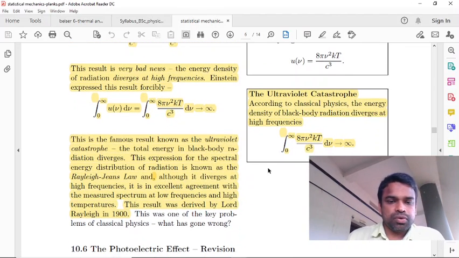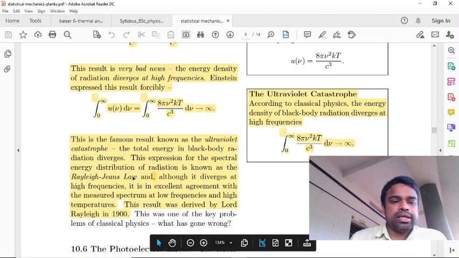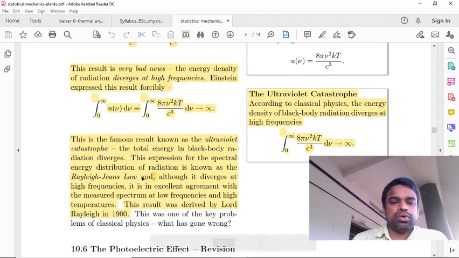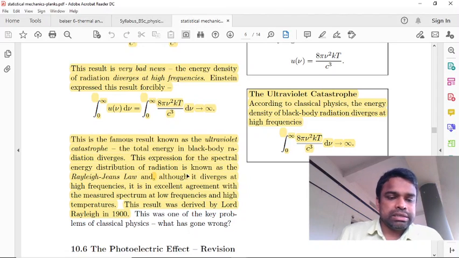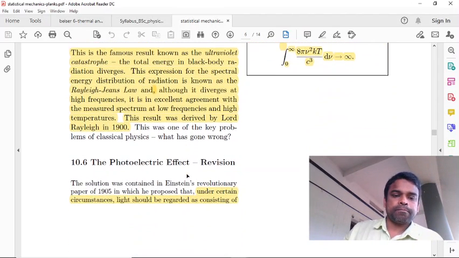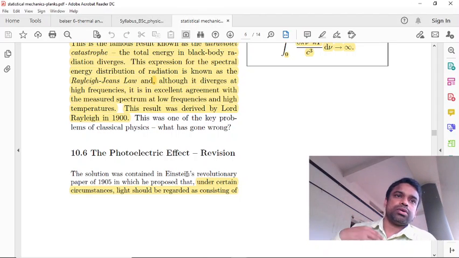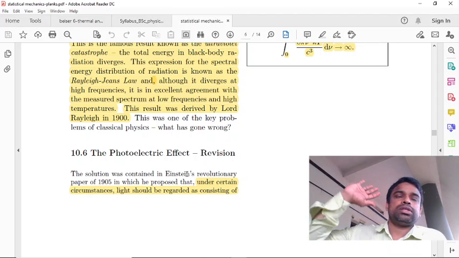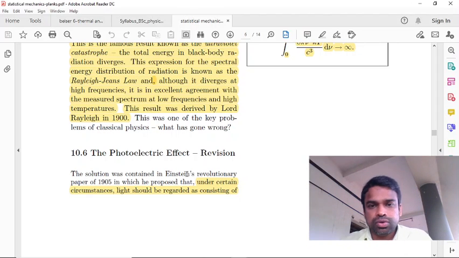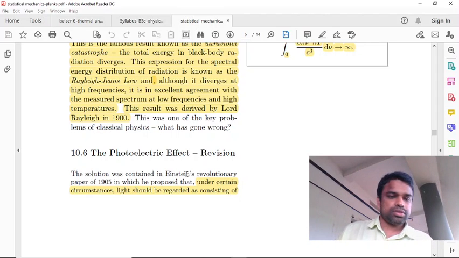This expression for the spectral energy distribution of radiation is known as the Rayleigh-Jeans law, and although it diverges at high frequencies, it is in excellent agreement with the measured spectrum at low frequencies and high temperature. For low frequencies, we can use this equation, but for higher frequencies we cannot use this equation because the energy density diverges. It is not possible at all.